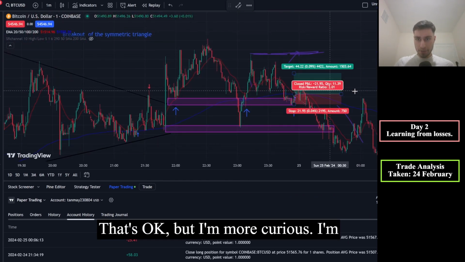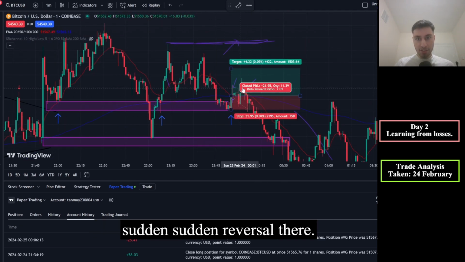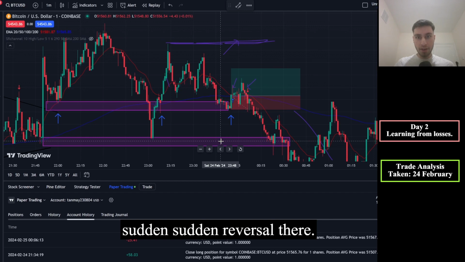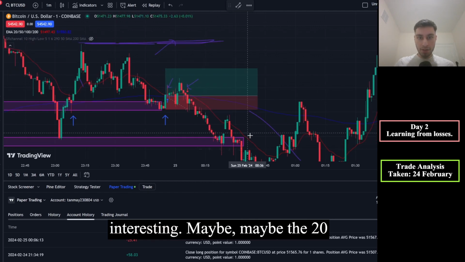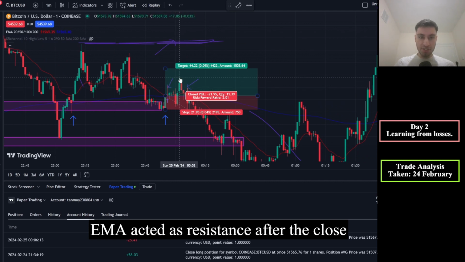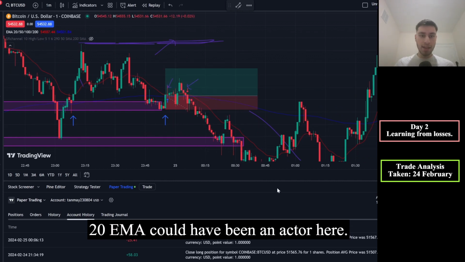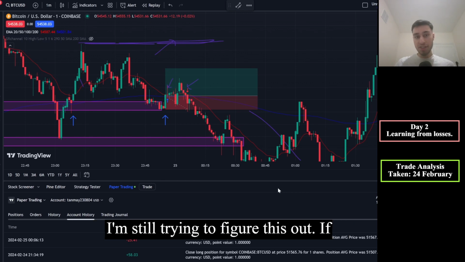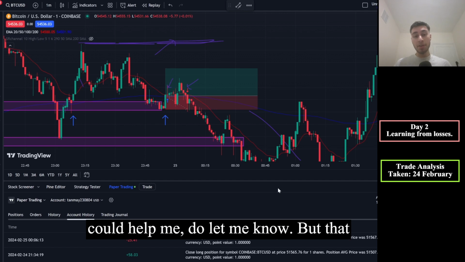That's okay, but I'm more curious. I'm unable to figure out why we had a sudden reversal there. It's quite interesting. Maybe the 20 EMA acted as resistance after the close. It just pulled the price back down. The 20 EMA could have been an actor here. I'm still trying to figure this out. If any of you know or have any ideas that could help me, do let me know.